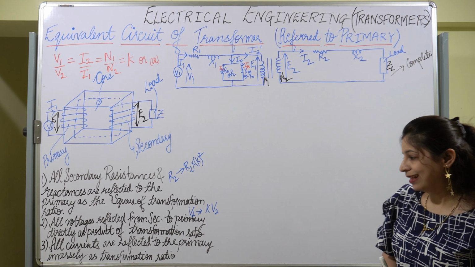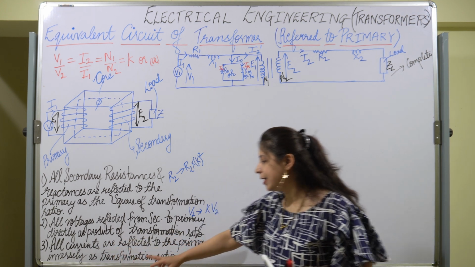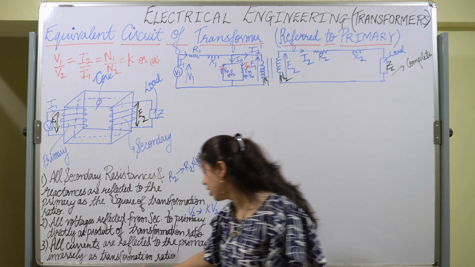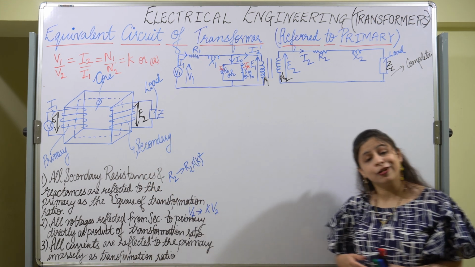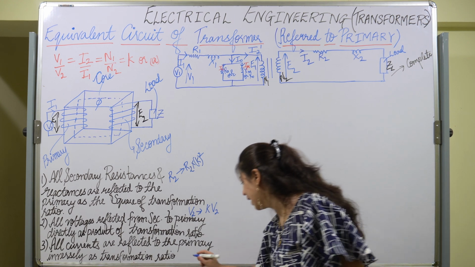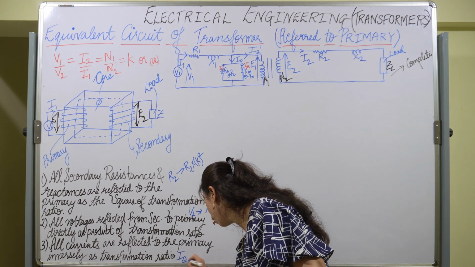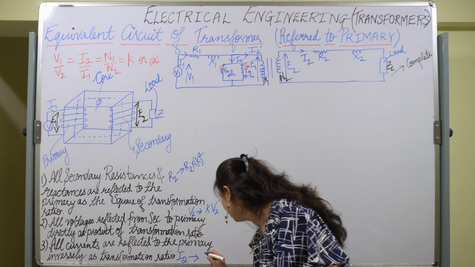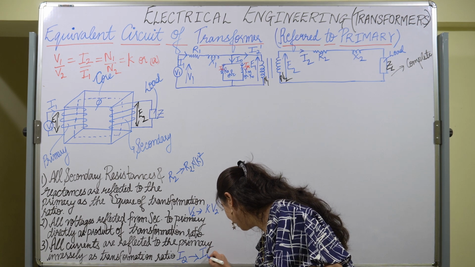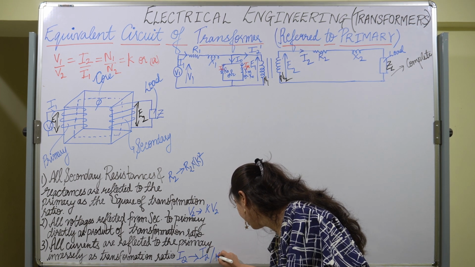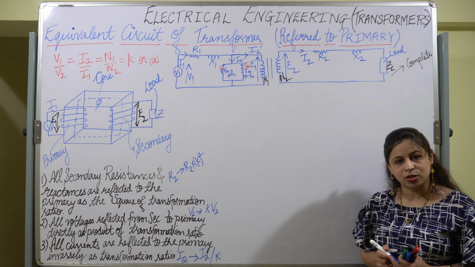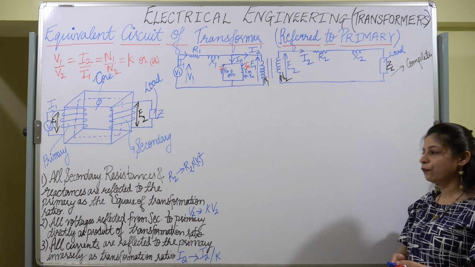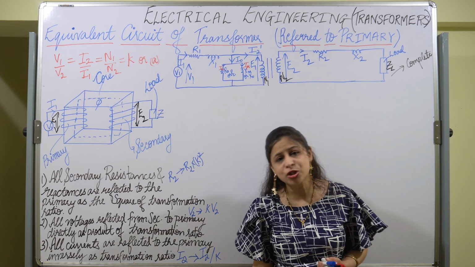Then the third point is all the currents are reflected to the primary from the secondary inversely as the transformation ratio. That means I2, whenever the currents are shifted to the primary side, the value will become I2 upon K, inversely as the transformation ratio. So we will be following these three rules. These are very much important.